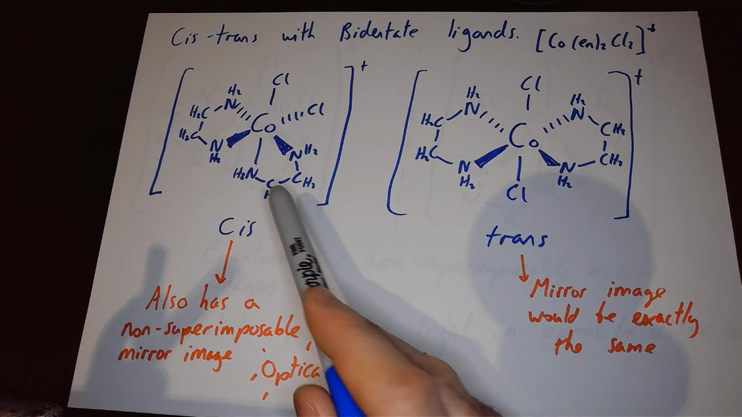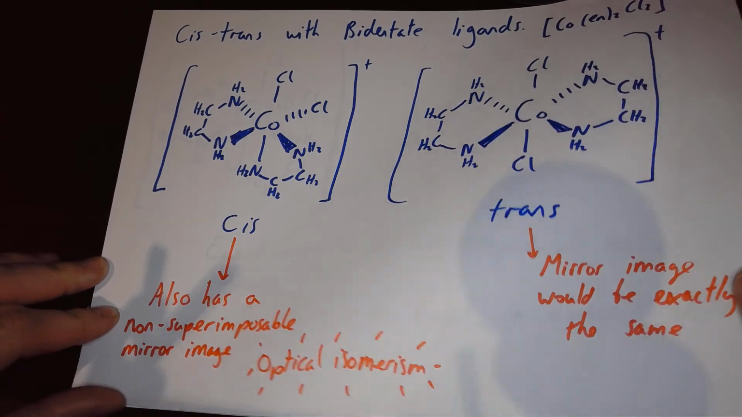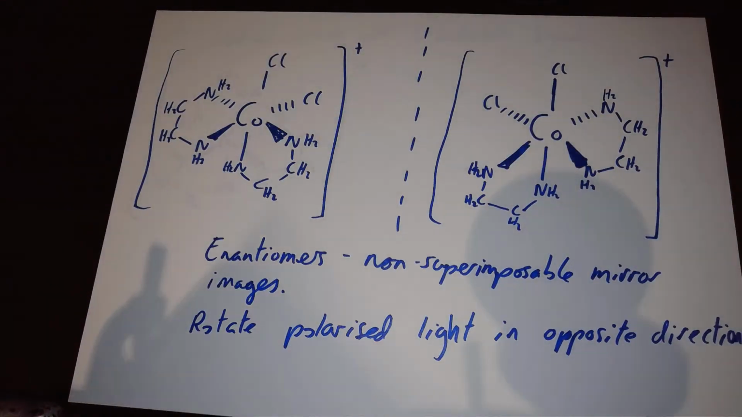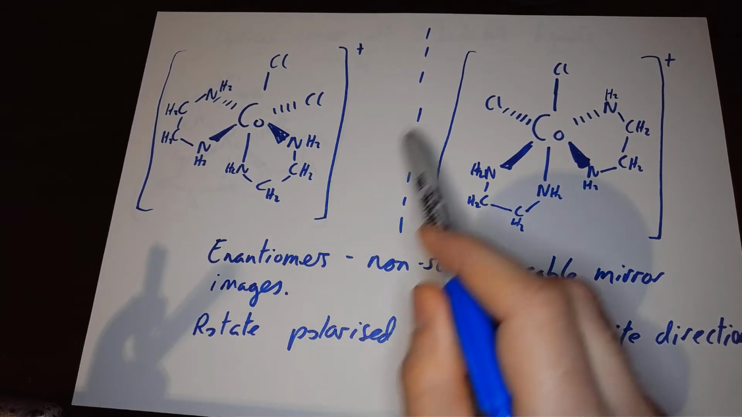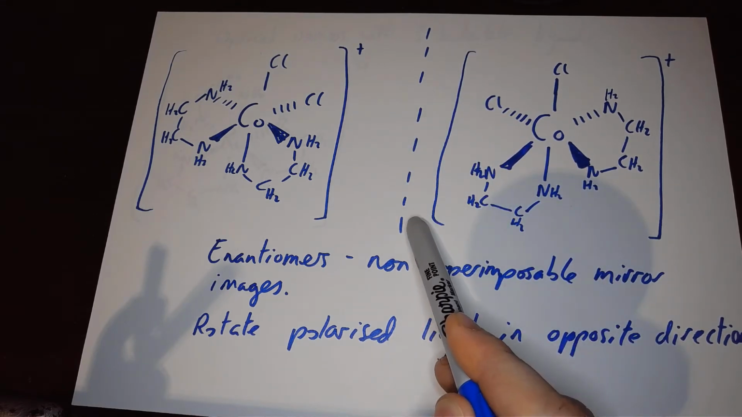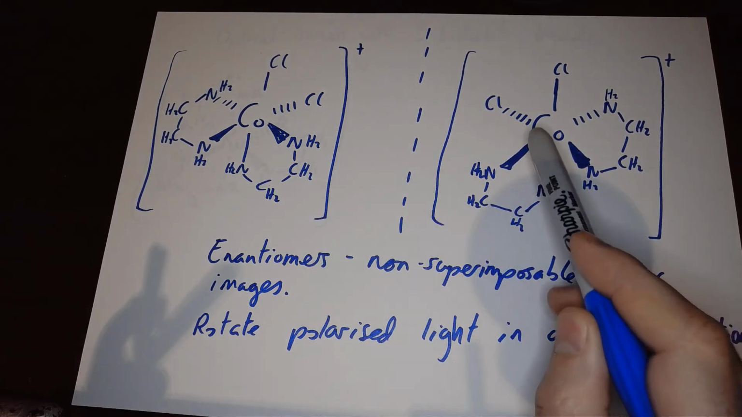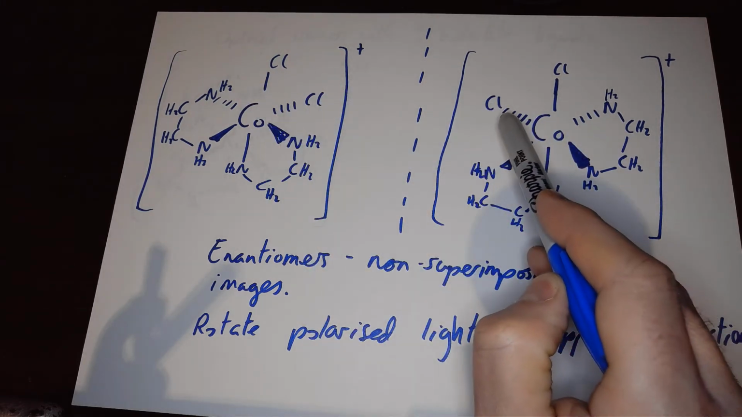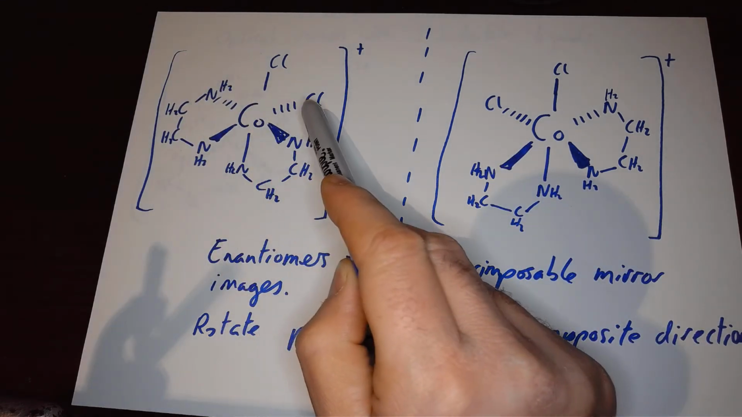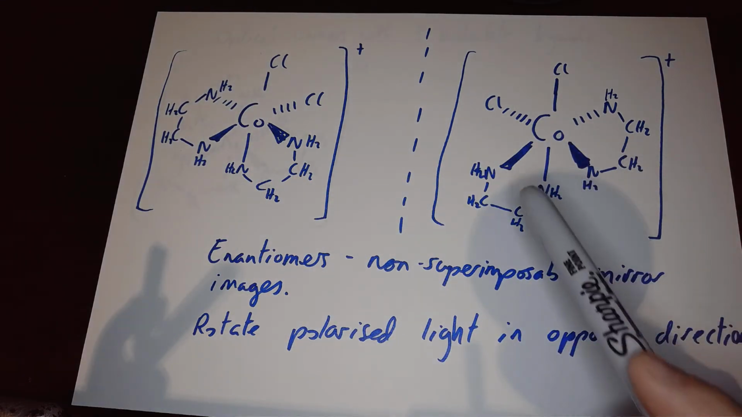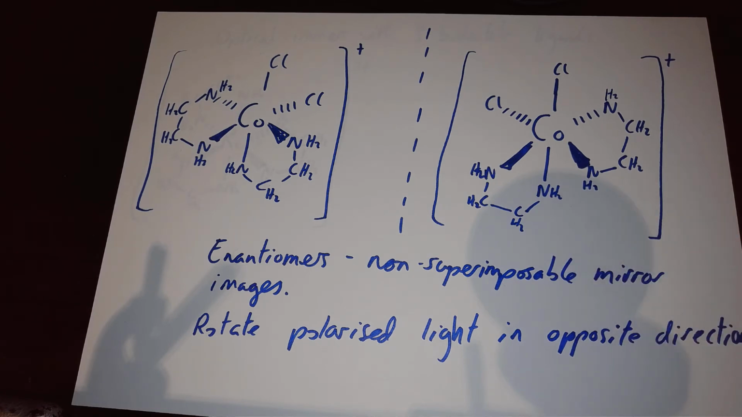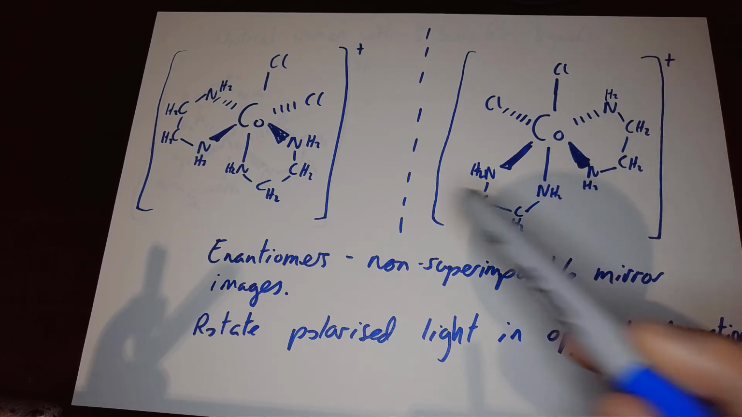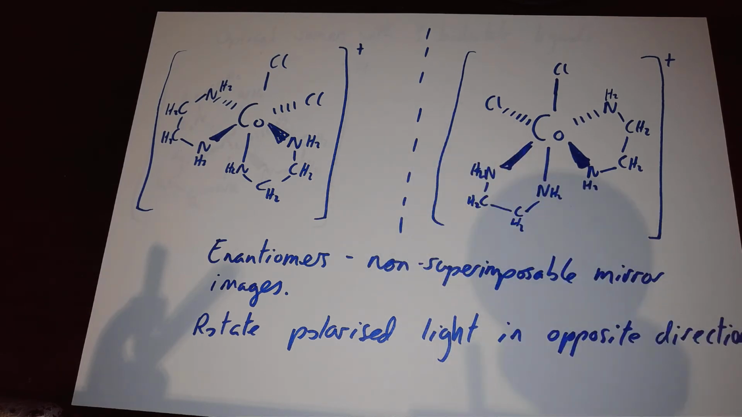So let's have a little closer look at this one. I've copied it here from the previous page. Imagine a mirror line in between here. It looks identical, but look, the chlorides are on different sides. If you pick this up, this chlorine here will be poking out here. If you twisted it around to here, the bidentate ligands wouldn't fit on each other correctly. So they're known as enantiomers. There's a pair of enantiomers, non-superimposable mirror images.